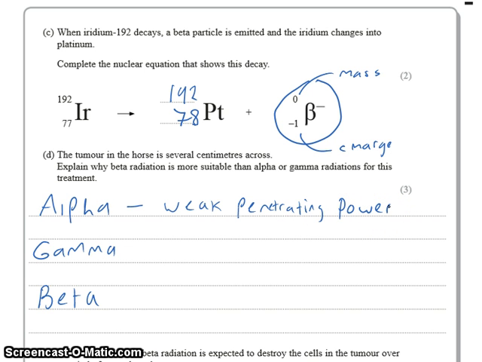Okay, equally you could look at it the other way, that it has a high ionizing ability, and therefore it will have ionized the air and anything else that lies between the source and the tumour, and therefore it won't penetrate as far. Now gamma is the opposite. Gamma has a high penetrating power.